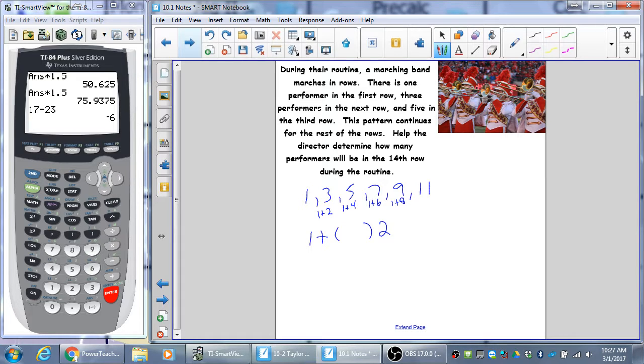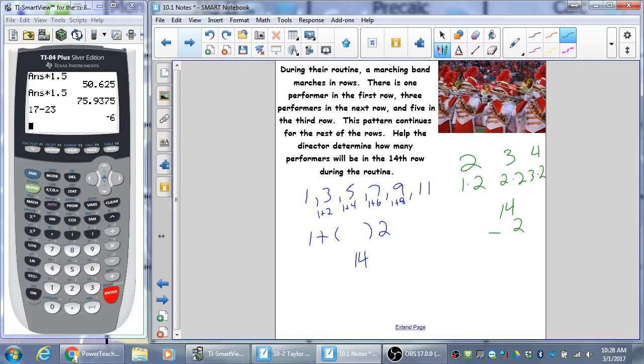Think of it this way. For the second term, we take 1 times 2. For the third term, we take 2 times 2. For the fourth term, we take 3 times 2. So what about the 14th term? What times 2? You don't know? Okay, let's try it again. What about the 14th? What times 2? 13. 13, right? It's lagging behind by 1.